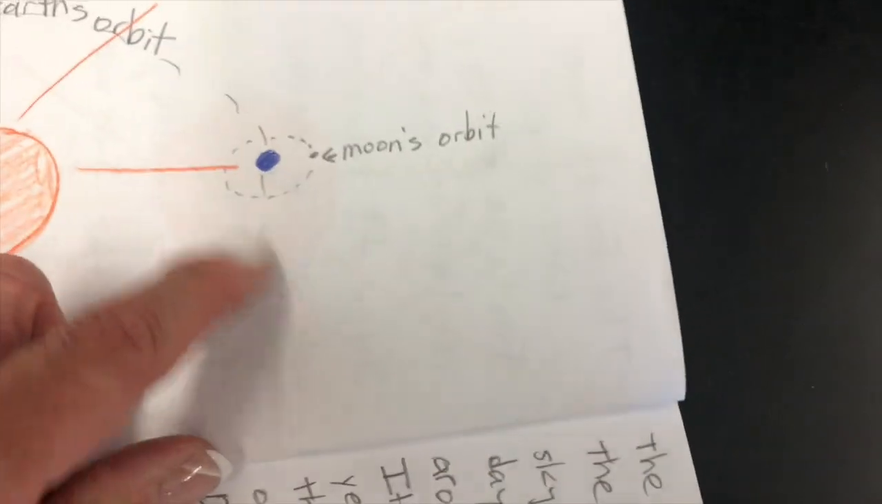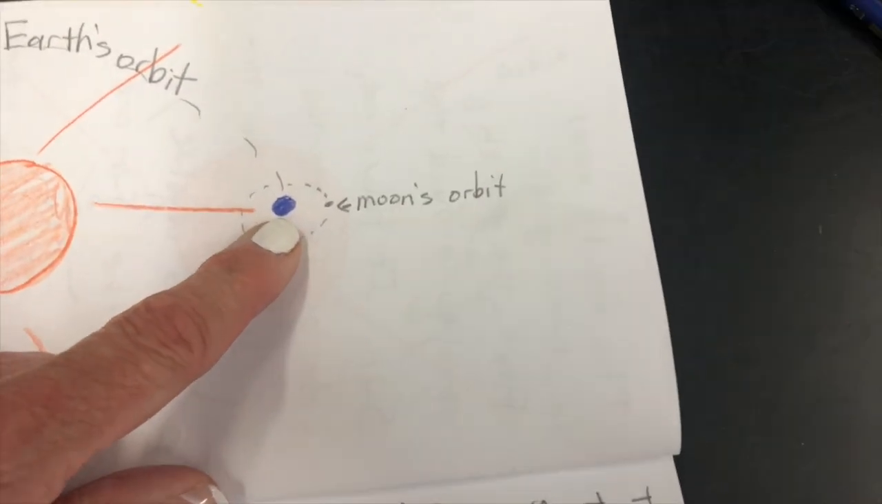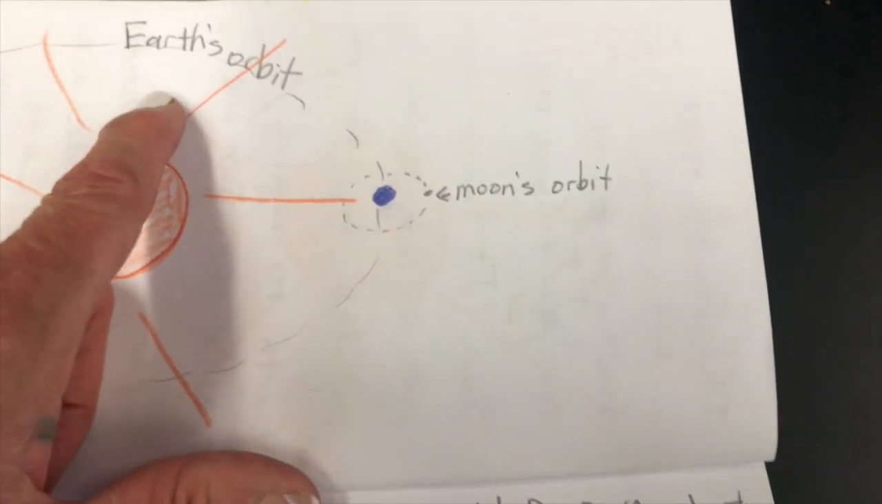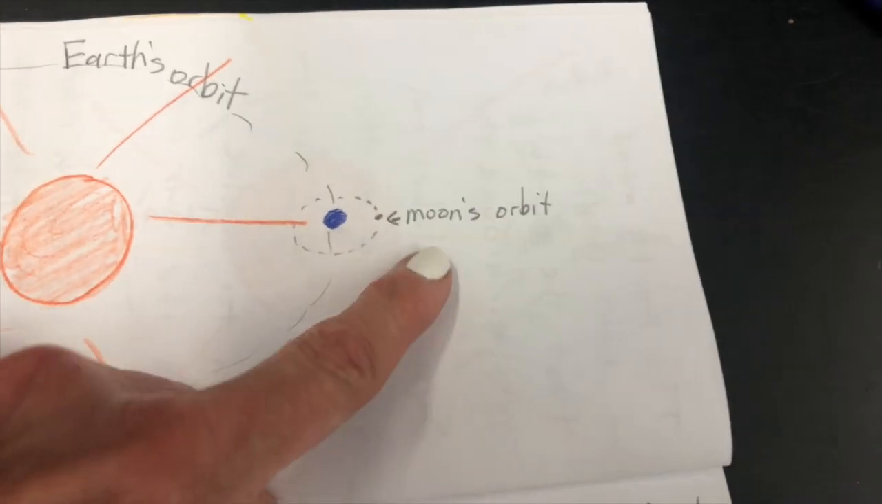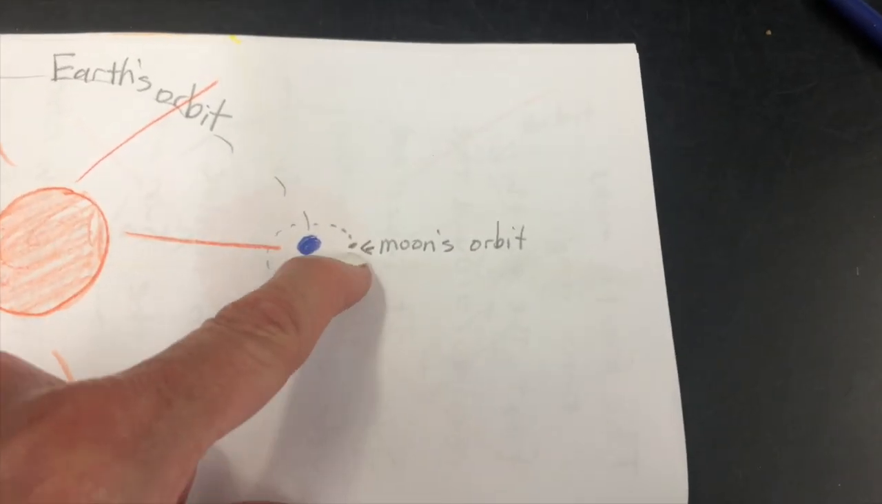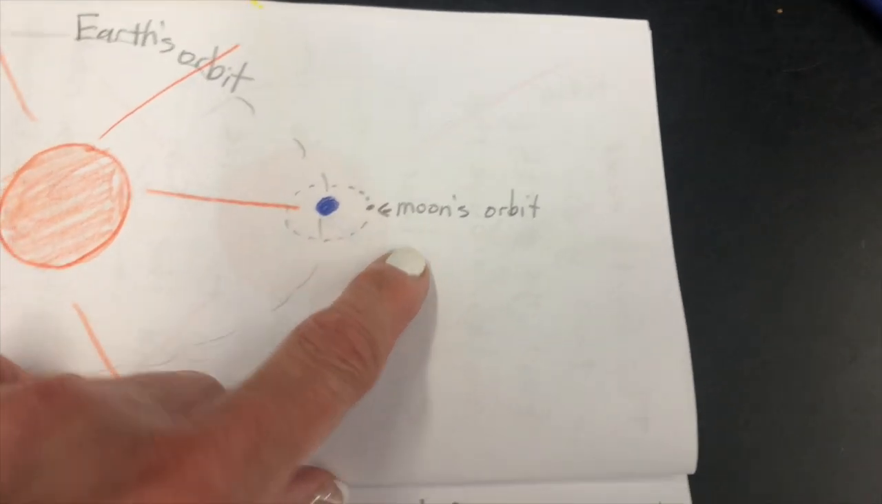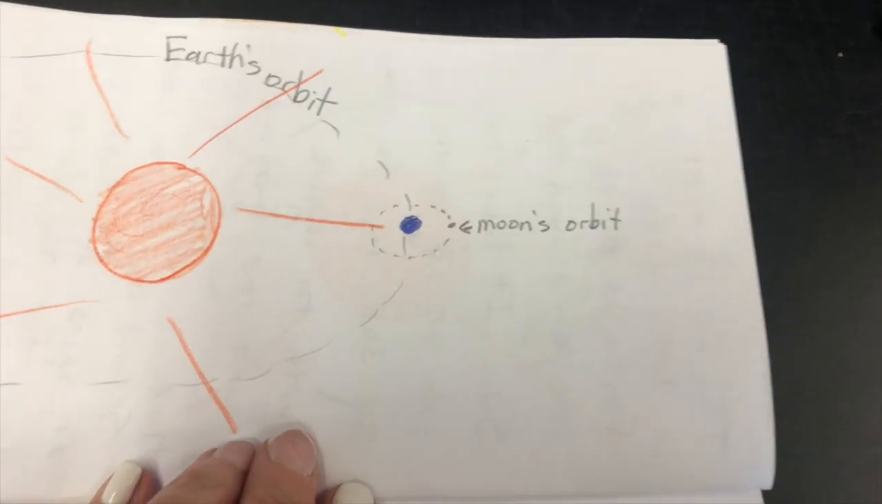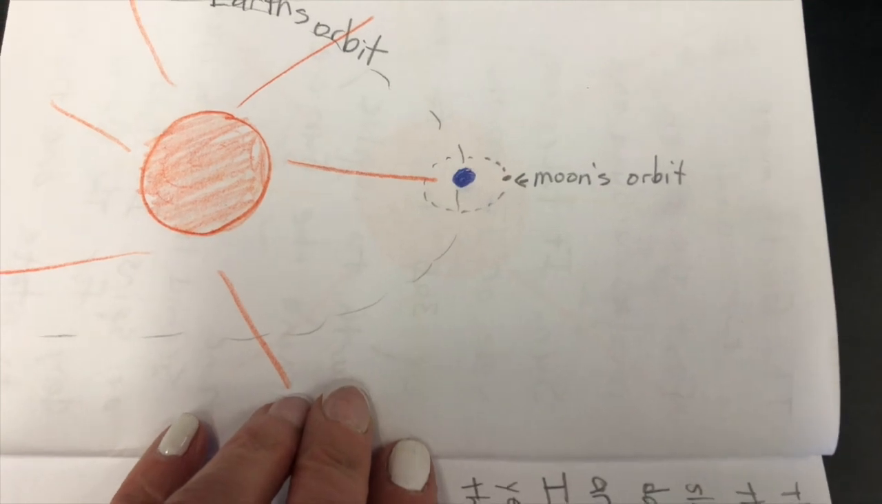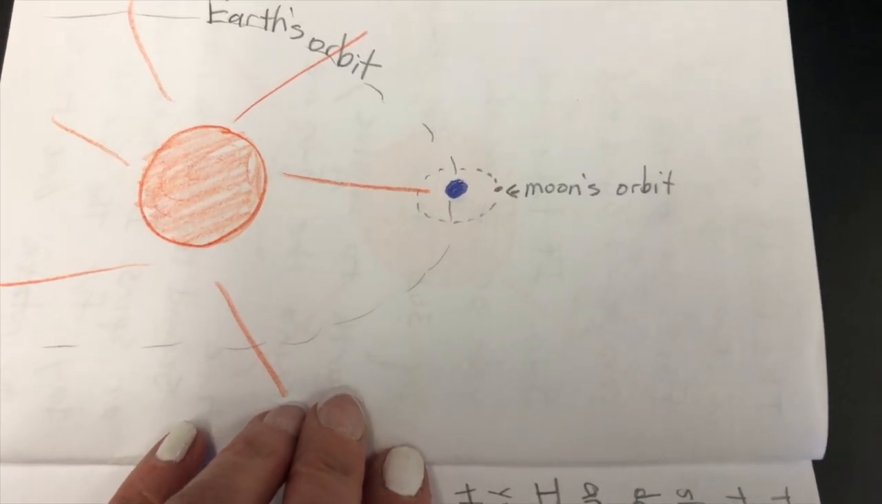And then here's the Earth. I should label the Earth. I did label Earth's orbit. And then I showed a little dot, which is the moon, and moon's orbit. And now, boys and girls, I'm going to write a little bit about the moon, the Earth, and the sun.